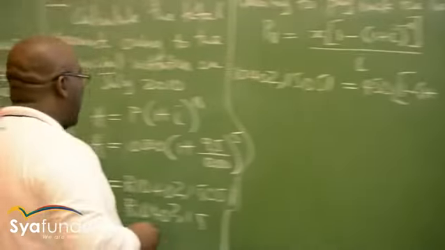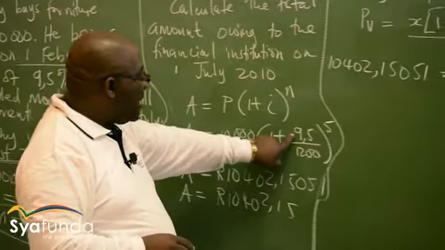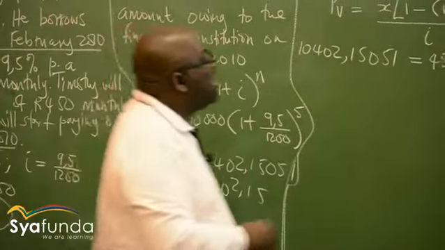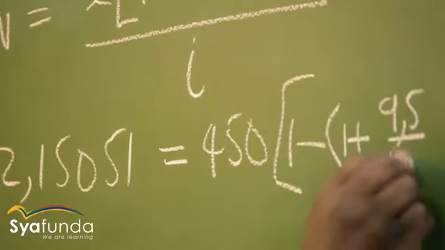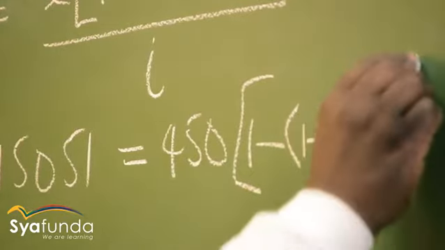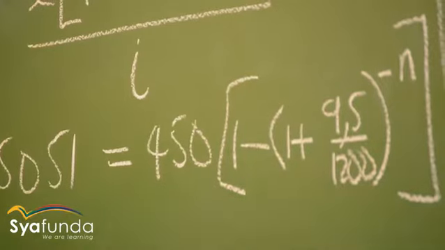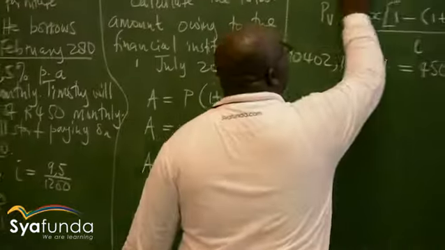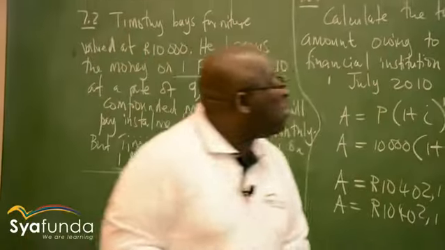Do I know my interest rate? Yes, I've been putting it all over here. My i is 9.5 over 1,200. So it is 9.5 over 1,200, raised to the power minus n. That's what I'm looking for. I close the bracket. I'm looking for the value of n. How many months will it take for Timothy to pay back this loan?